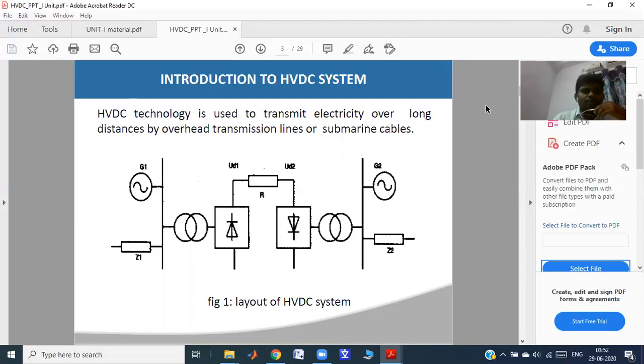Z1 means bus impedance. Here the converter transformer is connected between the bus and converter station. Converter transformers are used to step up the voltage depending upon the required levels. Here the HVDC transmission system utilizes two converter stations. One is the rectifier station, another one is the inverter station. The rectifier station is installed at the sending end side and the inverter station is installed at the receiving end side. Here the receiving end side is nothing but the distribution side. Before the distribution network, the inverter station is installed.